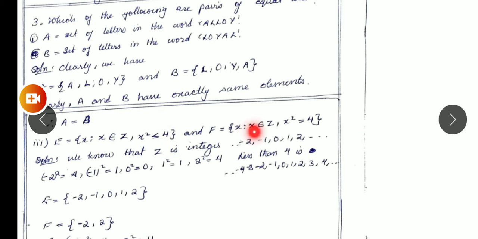As you see here, x belongs to Z, the integers, where x square equals 4. We have only two members. As you put them instead of x, we can answer 4. Those numbers are minus 2 and plus 2, and we can answer 4.